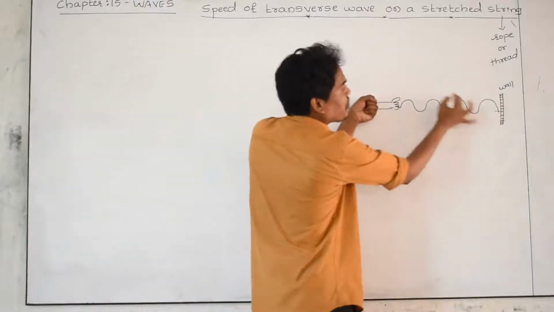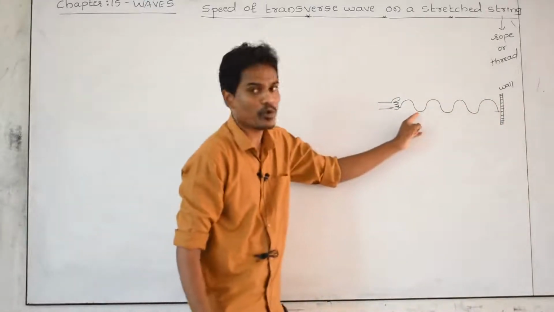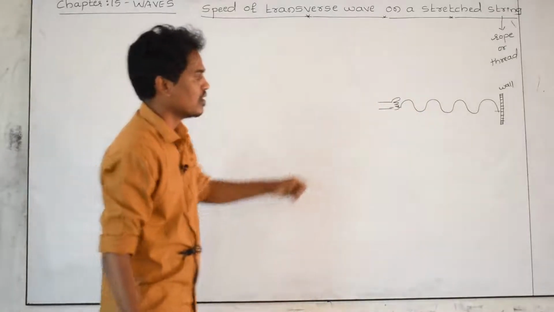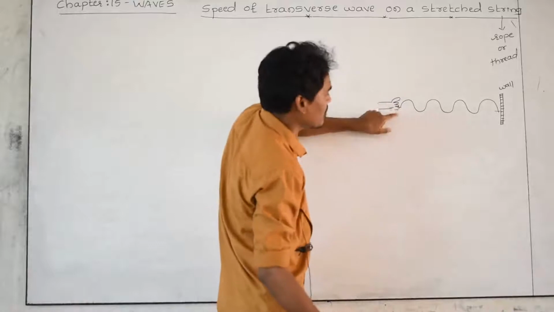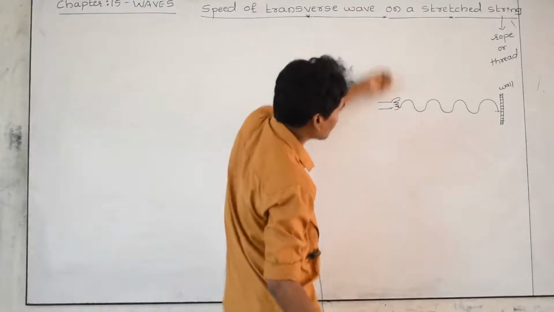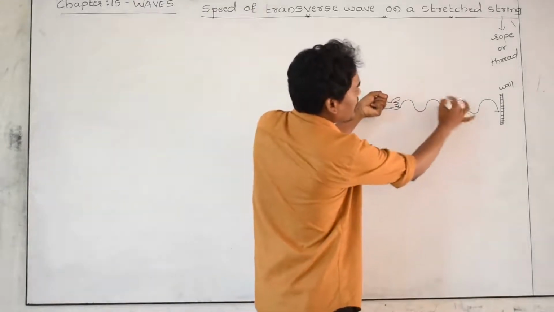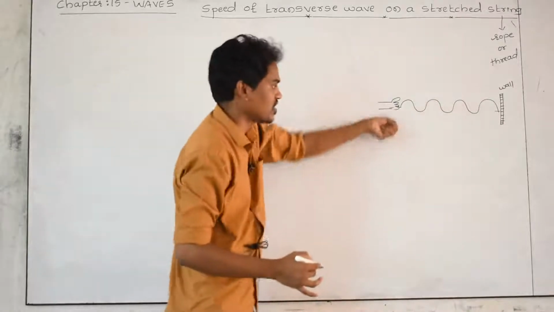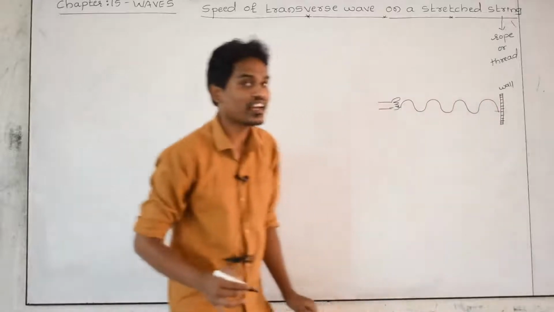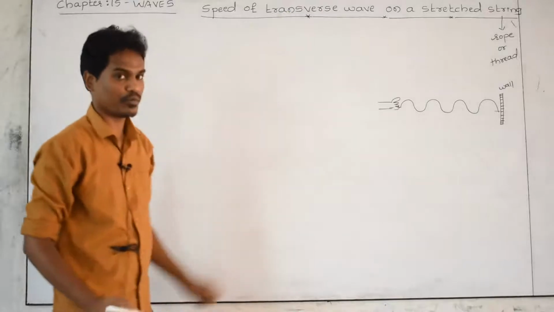The wave is set up in the rope medium, and the nature of the wave produced in the rope is called a transverse wave. How is it so? You are giving a jerk to the rope in the y direction, and the wave is set up in the medium in the x direction. The angle between those two directions is 90 degrees. That nature is called a transverse wave.